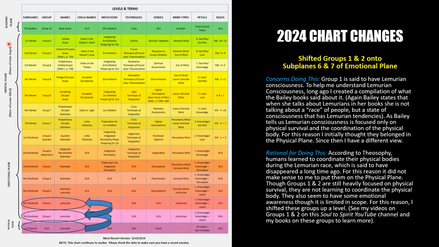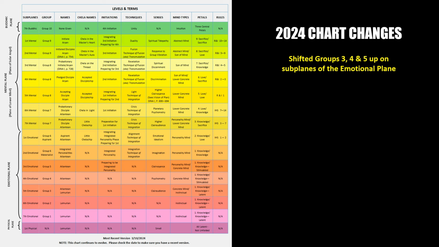They also seem to have some emotional awareness, though it's limited in scope, and for this reason, I shifted these groups up a level. See my videos on Groups 1 and 2 on this Soul to Spirit YouTube channel, and my books. I have a book on each group if you want to learn more. So when I shifted those groups up, I had to shift other groups up as well. Here, we now have Group 3, 4, and 5 have all been shifted up a level from the original. Originally, this would have been Groups 1, 2, 3, 4, 5, 6A, 6B, 6C, later 6A and B, etc. That's the old chart. Now it's just Groups 1, 2, 3, 4, 5.